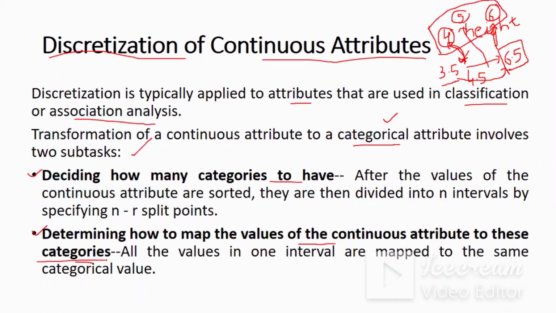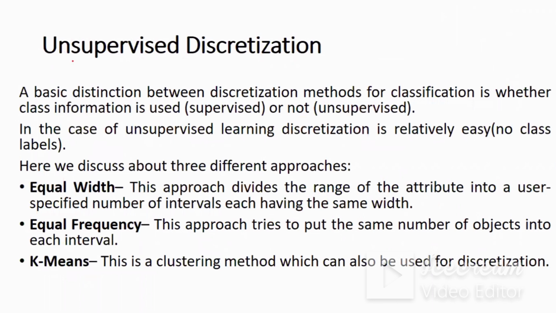So now we'll go into the details. First we'll start with unsupervised discretization. A very basic distinction between the discretization methods is that they are going to be of 2 kinds. One is supervised and the other is unsupervised. In the supervised, we are going to have a class label, and when it comes to unsupervised, there is not going to be any class label, no target variable, nothing.